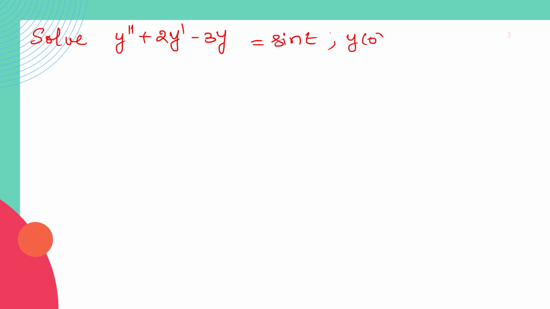Now solve the problem. y double dash plus 2y dash minus 3y is equal to sine t. The given initial condition is y of 0 is equal to y dash of 0 is equal to 0, using the Laplace transform technique.